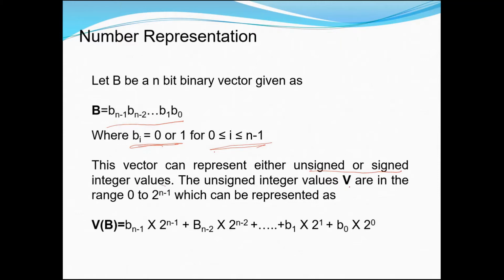The unsigned integer values of the vector are in the range 0 to 2 raised to n, minus 1, which can be represented as V(b) equal to b(n-1) into 2 raised to n minus 1, plus b(n-2) into 2 raised to n minus 2, and so on up to b0 into 2 raised to 0. Here it should have been a small letter b, so we have changed this b to small now.